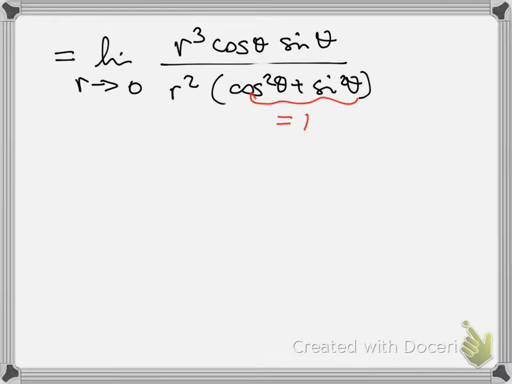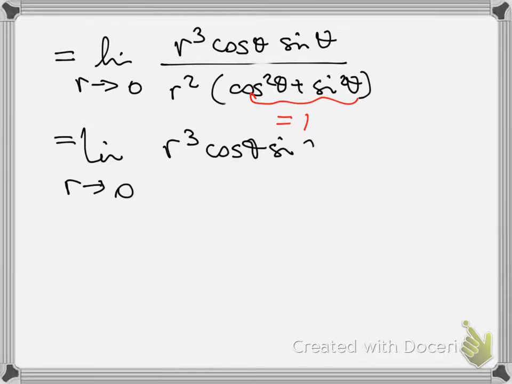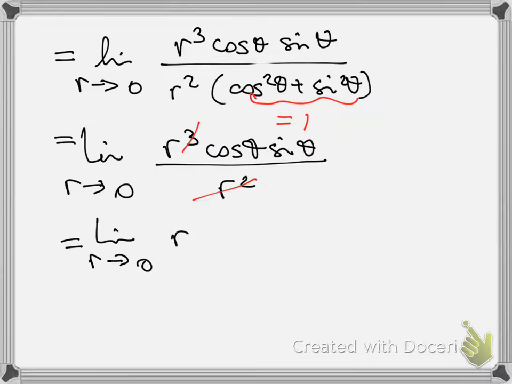So that's just equal to the limit as r goes to 0 of r cubed cosine squared theta sine of theta over r squared. So r cubed over r squared cancels out, it's just r. So this is the limit as r goes to 0 of r cosine squared of theta sine of theta.